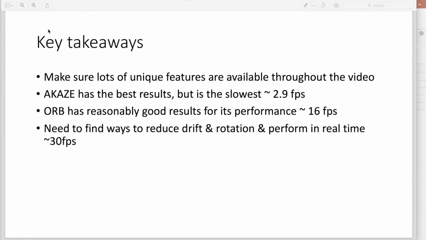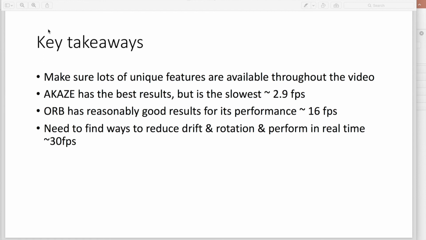To make sure that the video has lots of good features to track, AKAZE gives the best results, but it's also the slowest, where it performed at 2.9 frames per second on my machine. ORB has good results for its speed at about 16 frames per second on my machine.